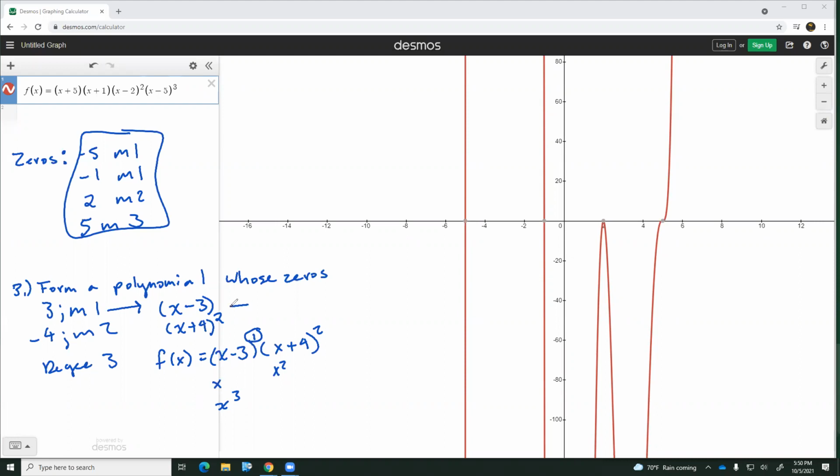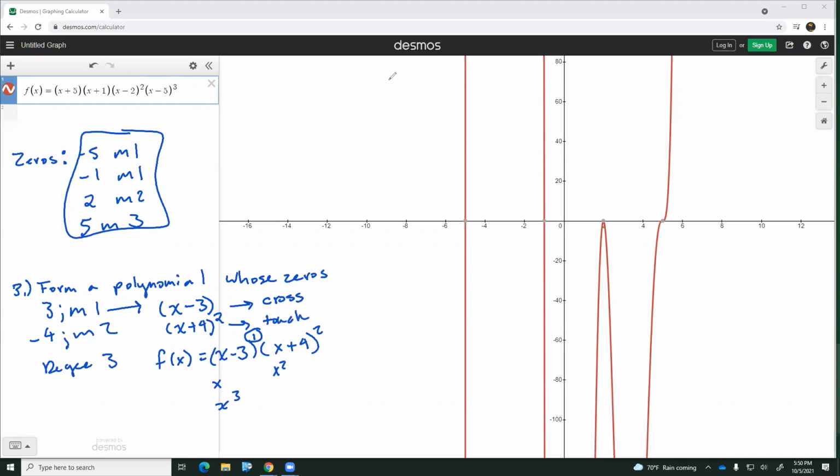Now, let me take it a little bit further. At this 0, at 3 being the 0, will I cross the x-axis or touch? Cross. Yes. At squared, would I cross or would I touch? Touch. Everybody cool with that?